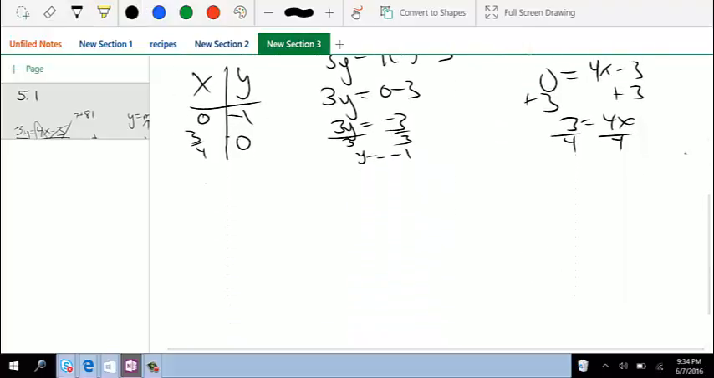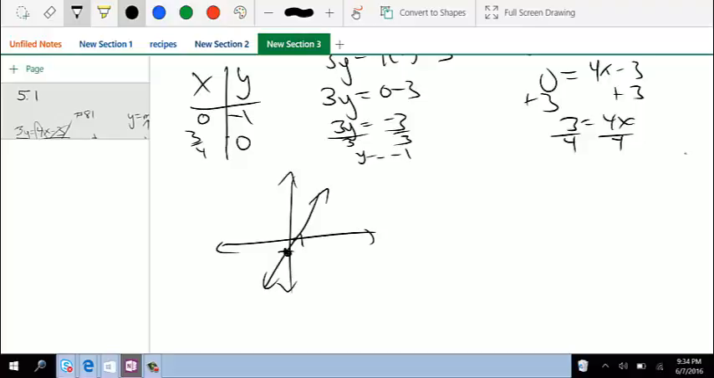Plot these points. We'll get 0, -1. Notice that showed up again, not surprisingly. And 3/4, 0. So if that's 1, 3/4 would be right about there. And believe it or not, that's the same line. So notice we have the exact same equation. So this said we could use any method, so we used any method.